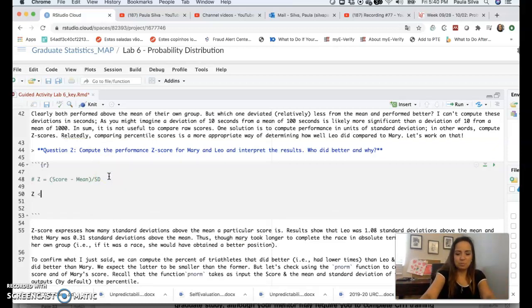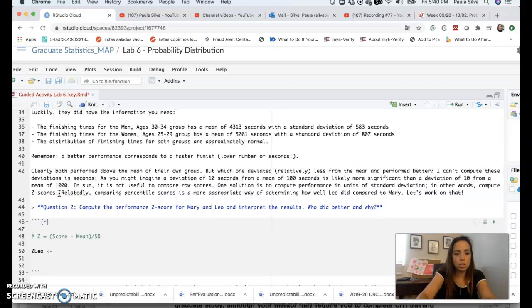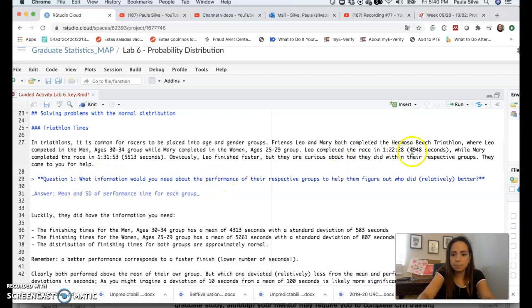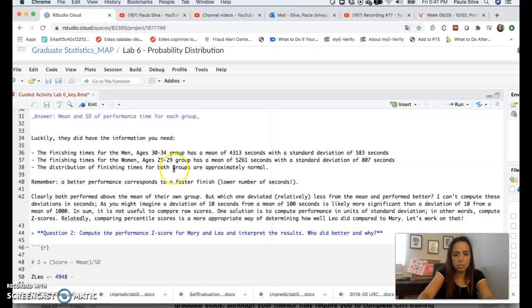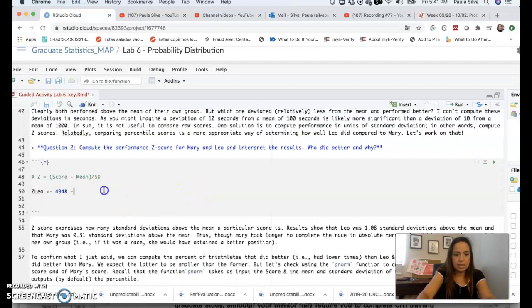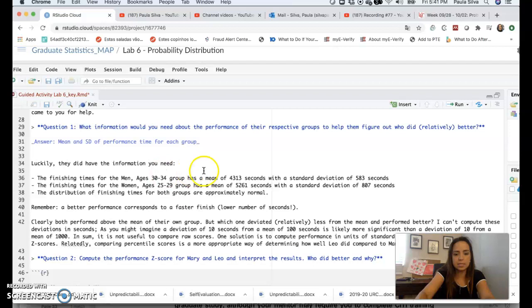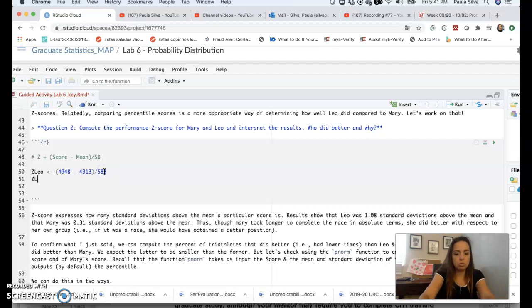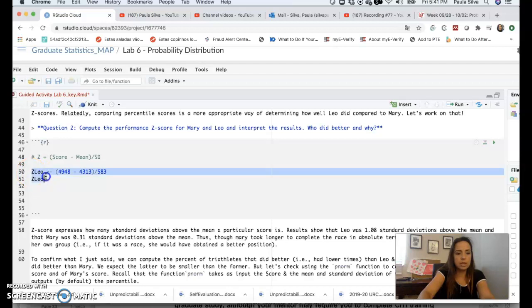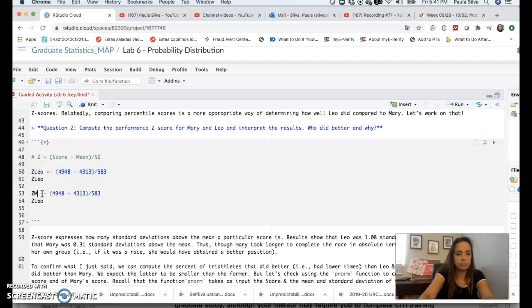So if you're ready for the answer, I will get the z-score for, let's say, Leo first, and that will be the score that Leo got, which is 4,900, blah, blah, blah, minus the mean score for his group, which is this thing. The subtraction needs to be done first, so that's priority. So I need to put parentheses, and I'll divide that by the standard deviation of that group. And then for me to be able to see that result, I'll just tell R to print. Then I'll do the same for Mary, except now I'll use her values.